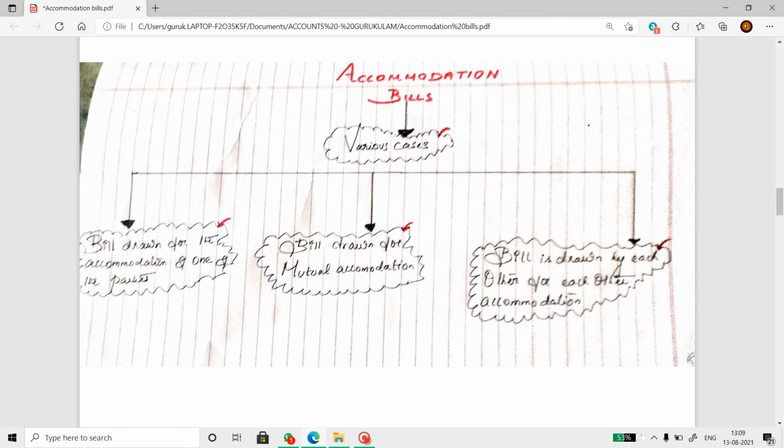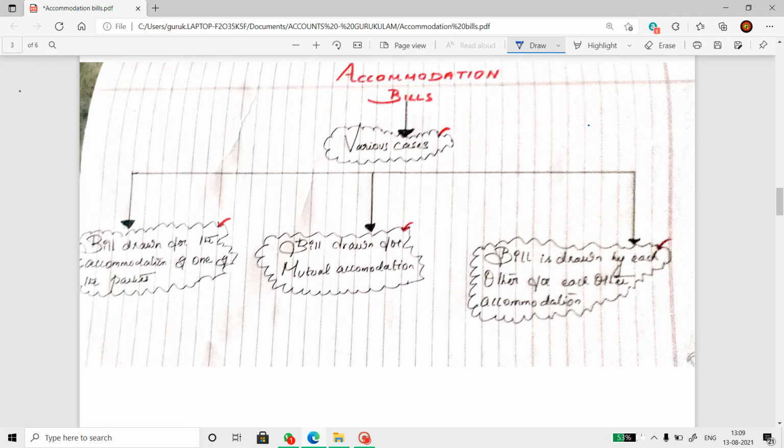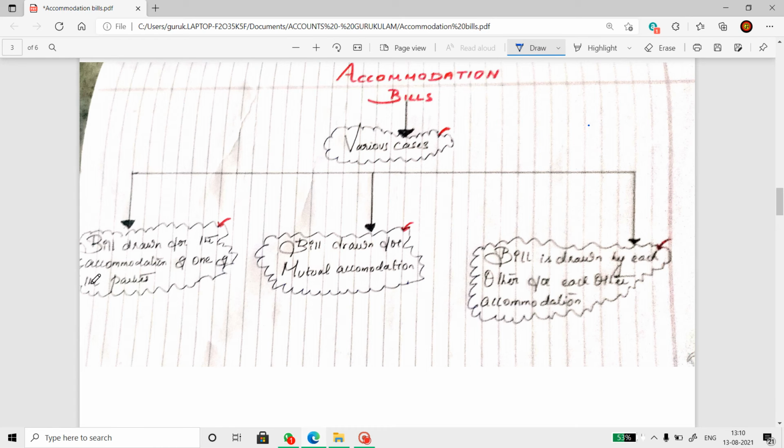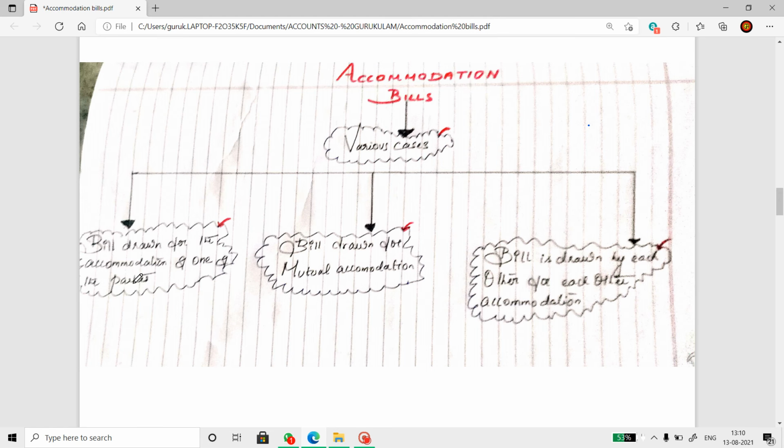Now, various cases of accommodation of bills. What are the different cases that we can get under accommodation of bills? The first case: bill drawn for the accommodation of one of the parties. Bill is drawn for the accommodation of one of the parties.